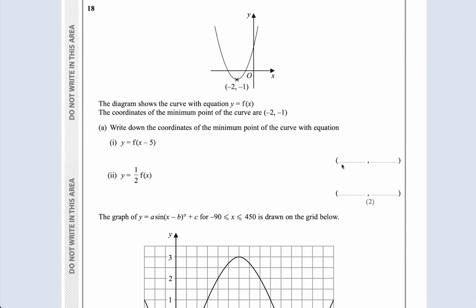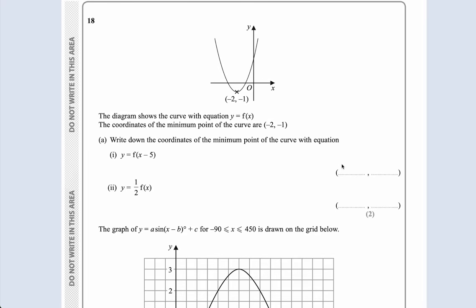Okay, question 18. The diagram shows the curve with equation y equals f(x). It gives us the minimum point. Write down the coordinates of the minimum point of the curve with this equation. So guys, this is just testing your understanding of graph transformations. What does f(x minus 5) do when you subtract 5 in the bracket? Well, it moves the graph 5 units to the right. So it moves it over here.